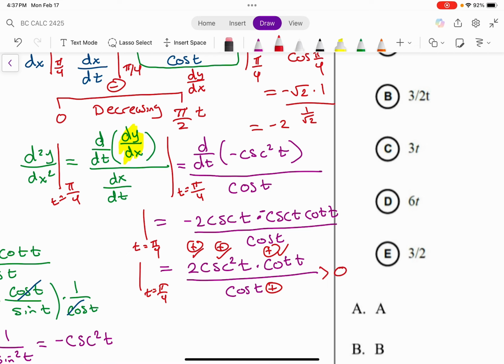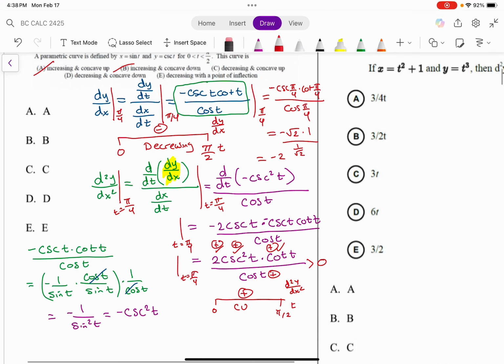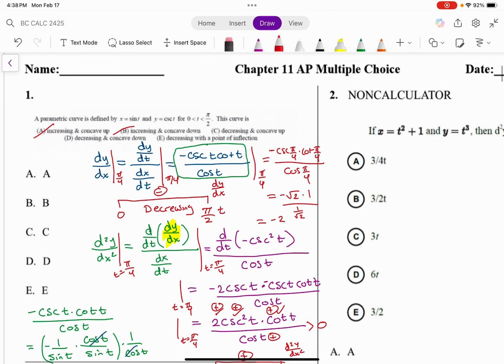So that must mean it's concave up. Just to be quasi-thorough, but not totally thorough: we know the second derivative is positive, so it's concave up. We were looking for decreasing, concave up, and that's letter C.